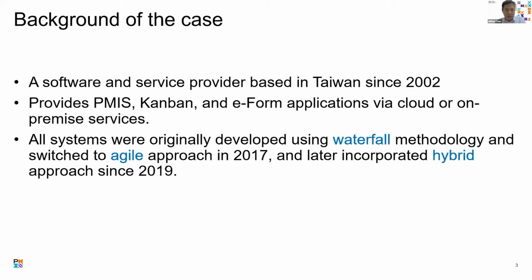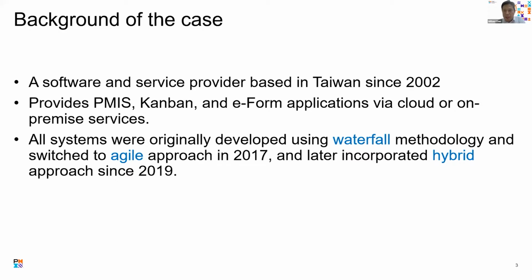So therefore, we adopted some Agile practices into the product development. And officially, we switched to Agile in 2017. So that was not long ago. Even before that, we had daily meetings and that kind of Agile practices, but we officially switched to Agile in 2017.